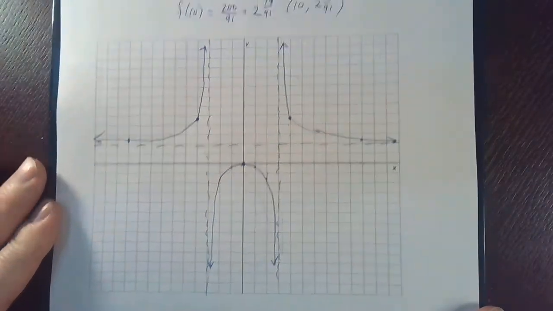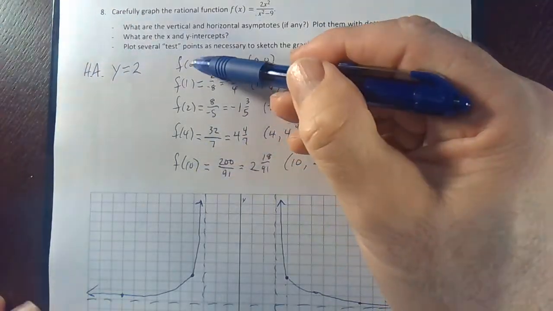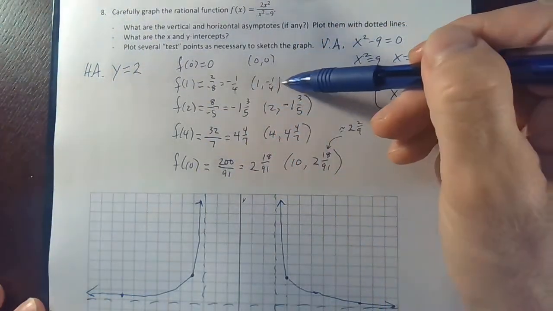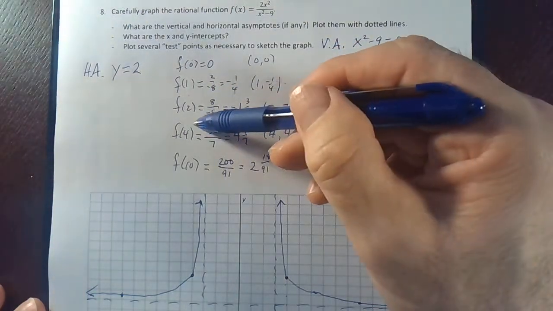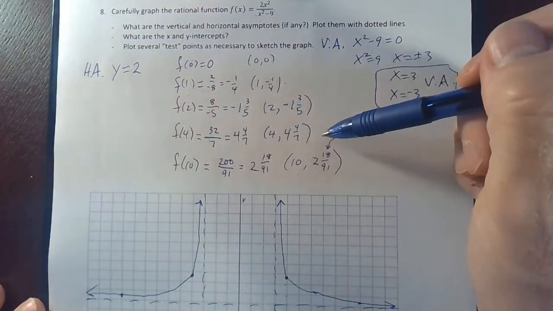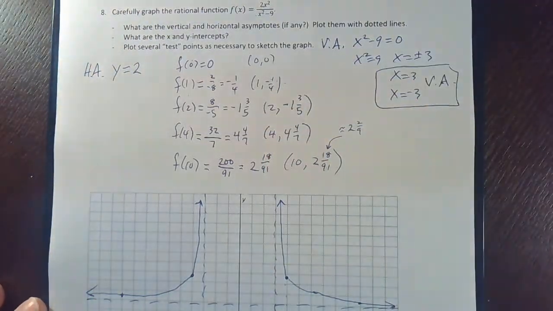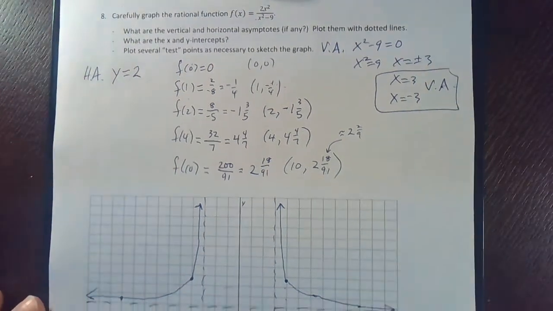It's nice because we only had to plug in positive points here because we know that if f of 1 is equal to negative 1/4, f of negative 1 is negative 1/4. Down here, f of 4 is 4 4/7. f of negative 4 is 4 4/7 as well. So we just graphed a rational function.